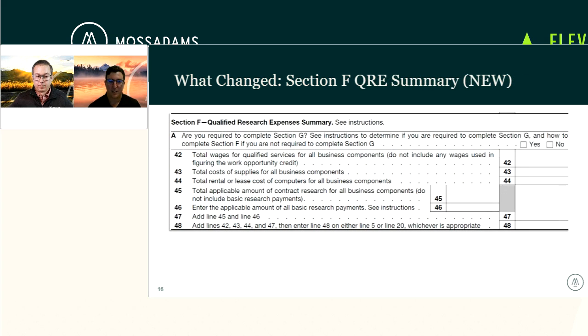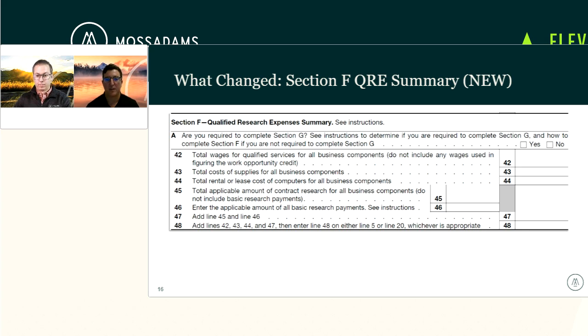Moving on to section F. This is now where you're going to report the qualified research expenses by the different types. So the wages, supplies, contract research, computer rental, lease, what used to be under each individual computation method that Travis had gone through before. Now we have a specific section where those are going to come through for the separately filing members. We also, at the top of that section, have the question of whether section G is required or not. And just as a reminder, no one is required for tax years beginning before 2025.